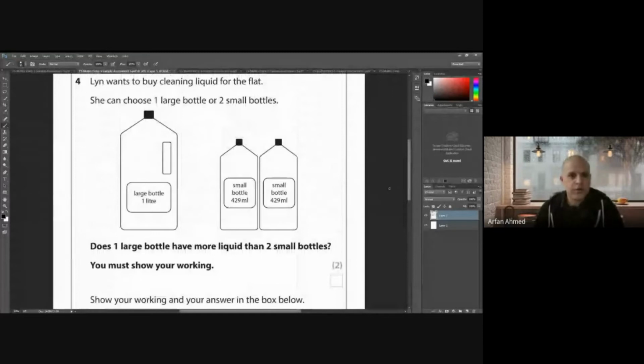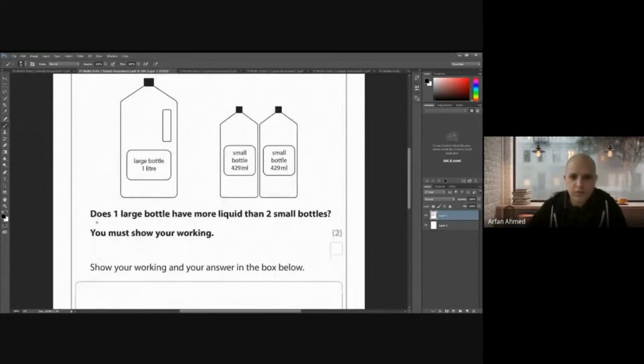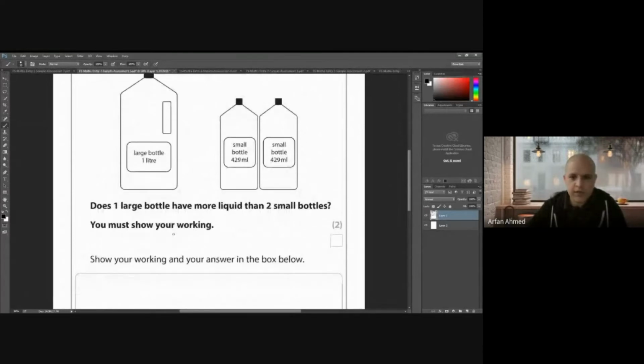Let's move on. Right, question 4. Lynn wants to buy cleaning liquid for the flat. She can choose 1 large bottle or 2 small bottles. So 1 large bottle is 1 liter, and 1 small bottle is 429 milliliters each. Does 1 large bottle have more liquid than the 2 small bottles? You must show your working. Show your working and your answer below.